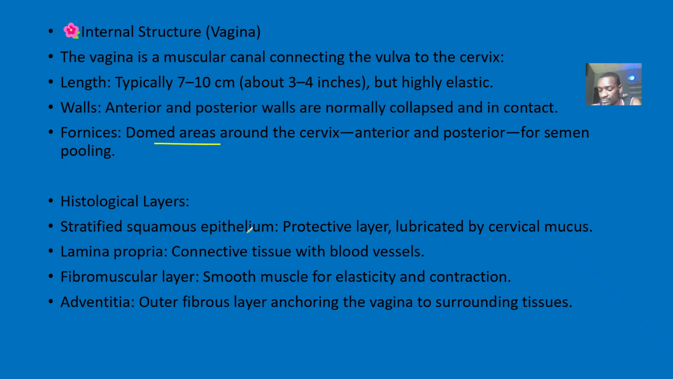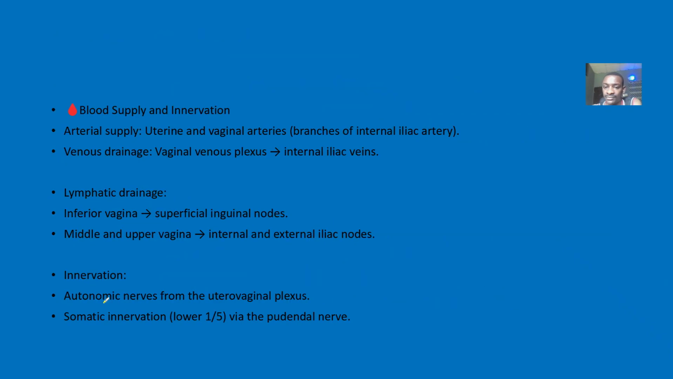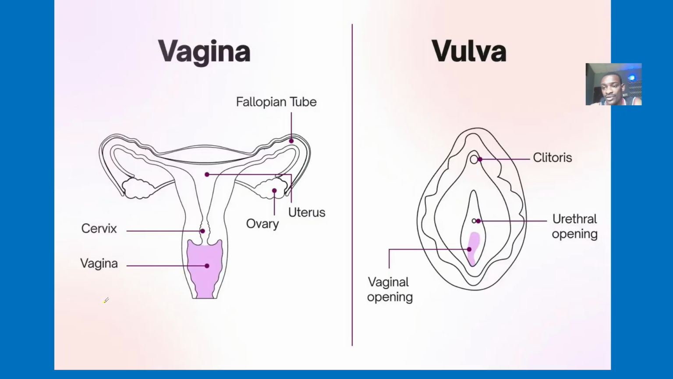For the histological layers, we have stratified squamous epithelium, the lamina propria, the fibromuscular layers, and then the adventitia. For blood supply, the arterial supply is the uterine and vaginal arteries. Venous drainage is the vaginal venous plexus.